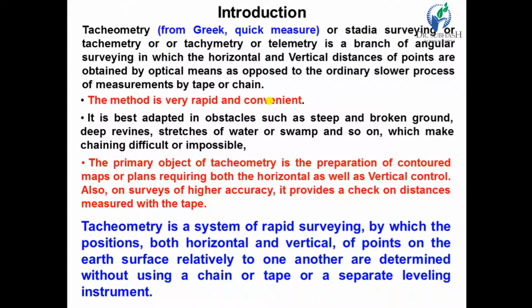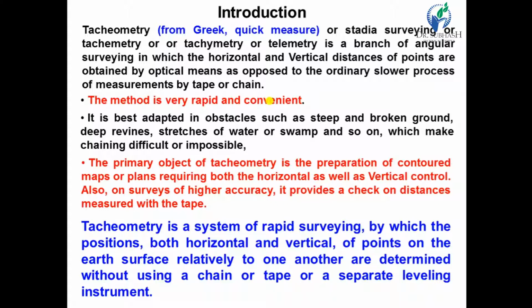Now, another question arises in our mind: where does the term tachyometry come from? It is generally Greek, and the Greek meaning is quick measure. It is also called stereo surveying, tachymetry, or telemetry.